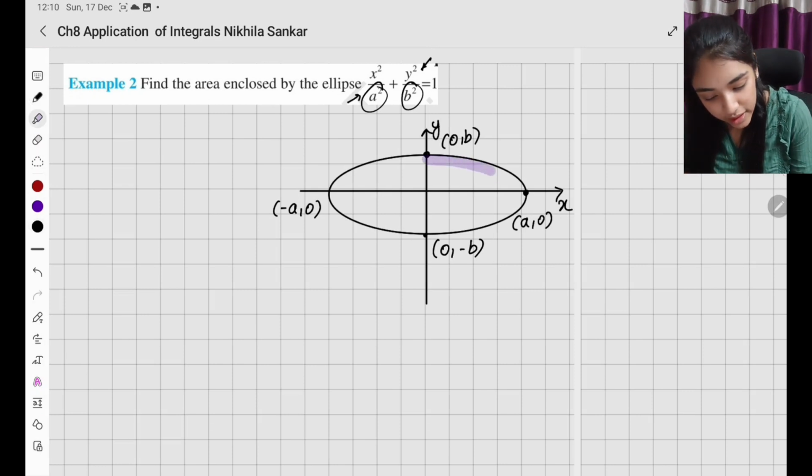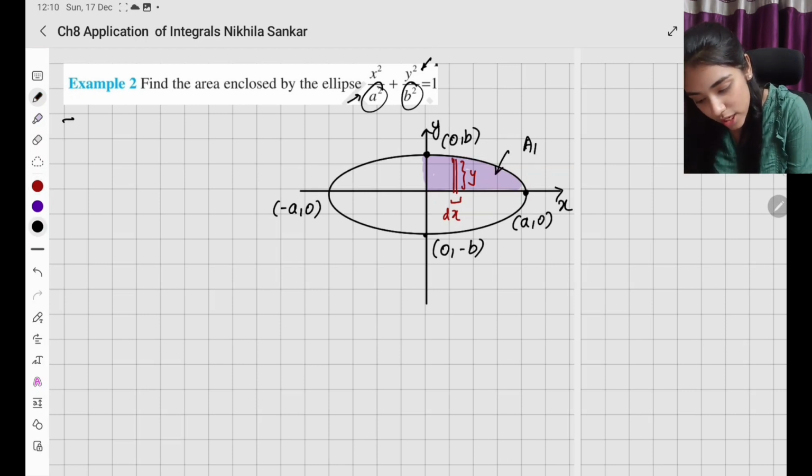I'm going to find the area of this particular shaded region, and now I'm going to take a thin strip. So here I take a thin strip like this, and this is going to be my x, this is my dx, and this is going to be my y. So what is my integration going to be? Again, this is my area 1. So now total area is going to be 4 times a1, correct?